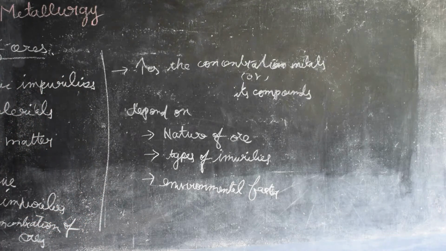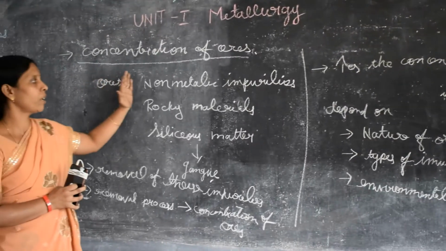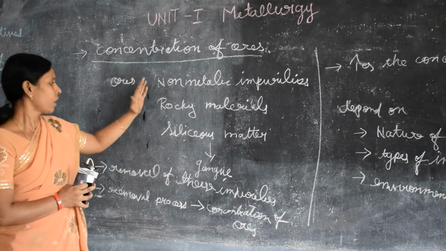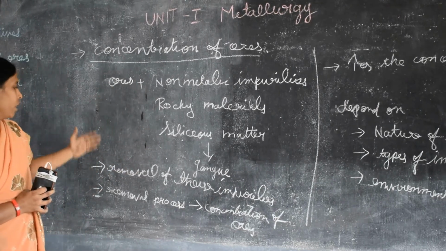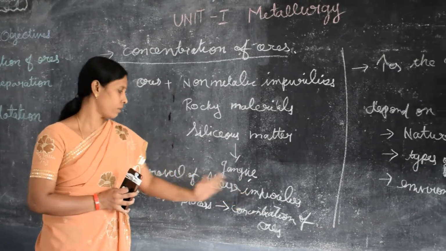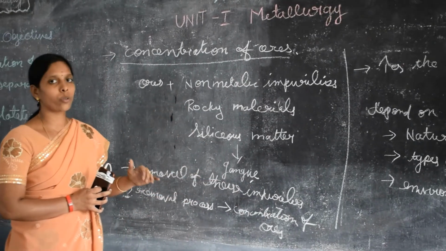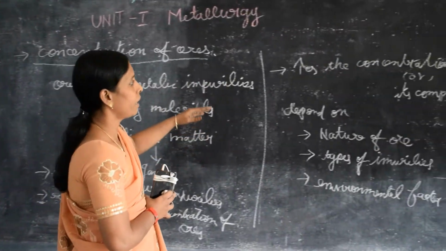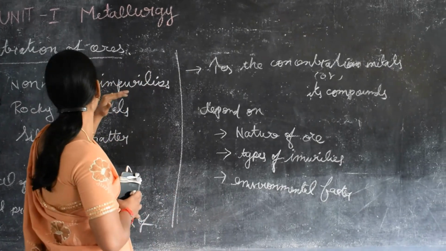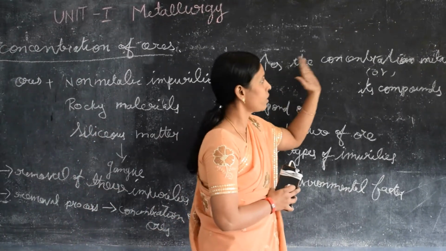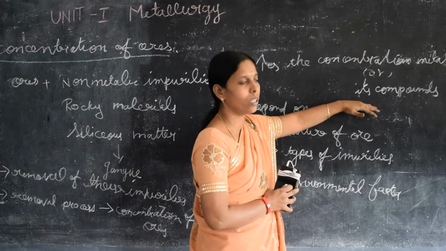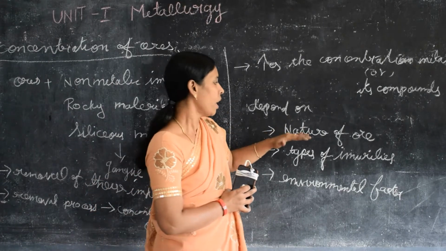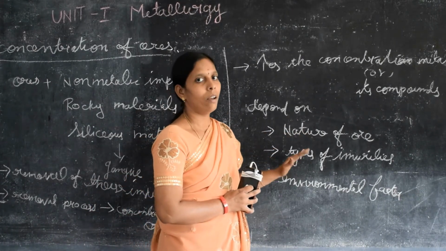Okay, so the ore is associated with non-metallic impurities, rocky materials and siliceous matter. In the primary process of metallurgy, the removal process is known as the concentration of ore. Once impurities are removed, the concentration of the metal or its compounds increases. The choice of method depends on nature of ore, types of impurities and environmental factors.